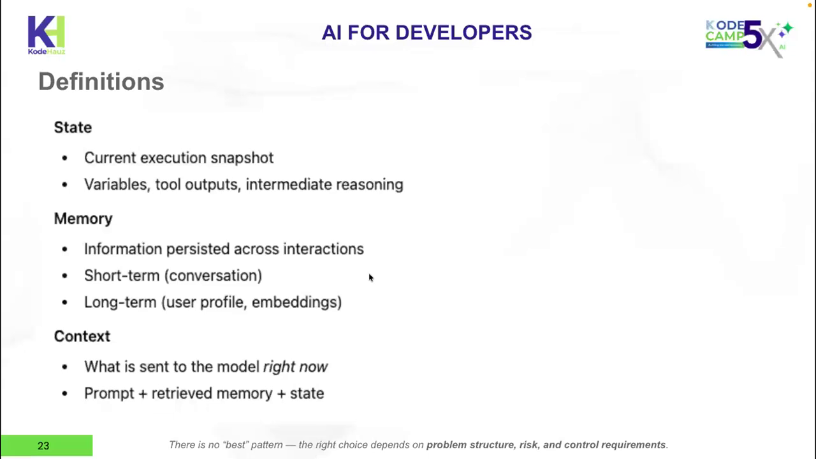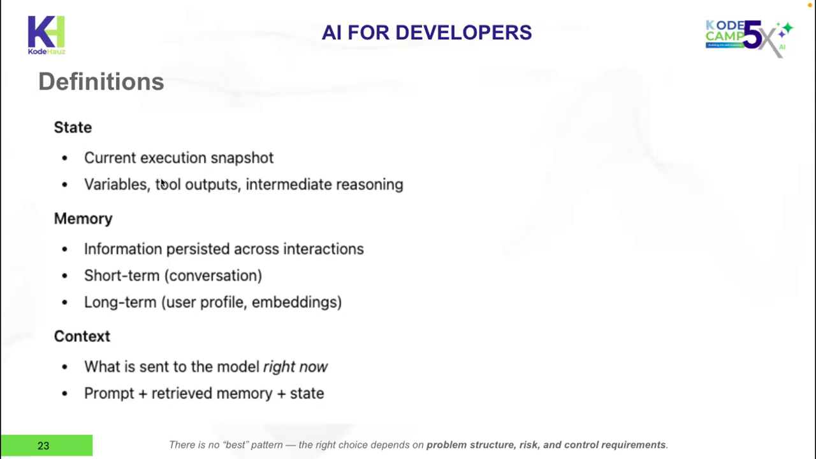Then context is, of course, what you are sending to the model right now. That's why we talk about the context window. And context is made up of the current prompt that you are sending, plus the retrieved memory, which will be stacked into another prompt, maybe a system prompt, or used to augment the current prompt, plus state, which contains additional information like we have seen here: the variables that the LLM has extracted for tool calls, the results from tool calls, intermediate reasoning, and all of that.